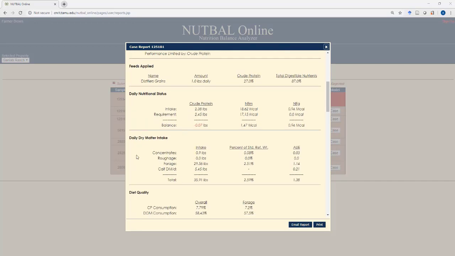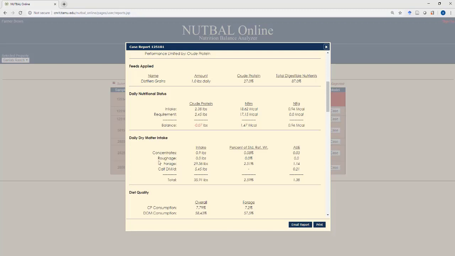The next section is dry matter intake, so it's breaking down NUTBAL's animal performance prediction in terms of what your animal is actually consuming of types of feeds. It's broken into concentrates, which is any added concentrate supplements that you've included. Roughage refers to any added roughages, so if you did add a hay or silage in the feeds added section of your sample description, it would appear here.